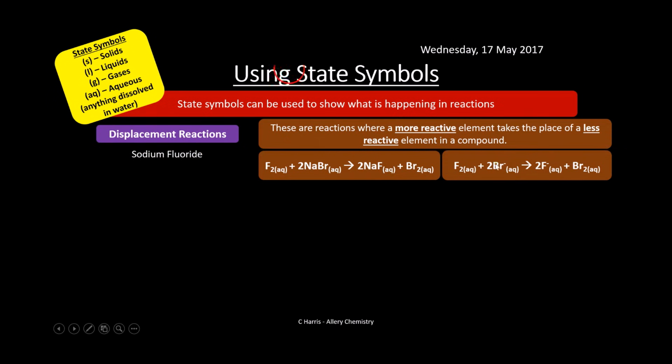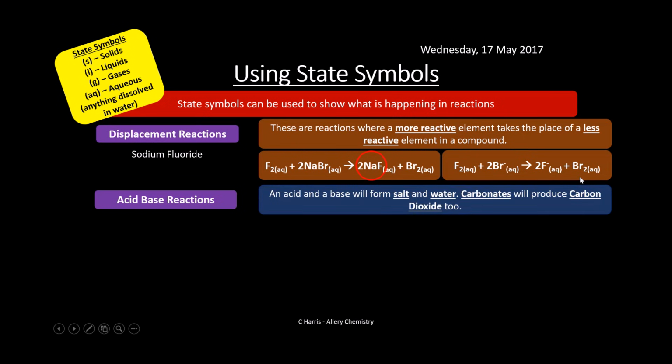Here's the ionic equation, as you can see here. F2 plus 2Br minus will form 2F minus and Br2. We've just cancelled out the sodiums because they're spectator ions like we've seen before. Okay, acid-base reactions. Again, if you look here, these are all aqueous. Acid-base reactions: an acid and a base will form a salt and water. Carbonates will produce carbon dioxide as well. So let's have a look.